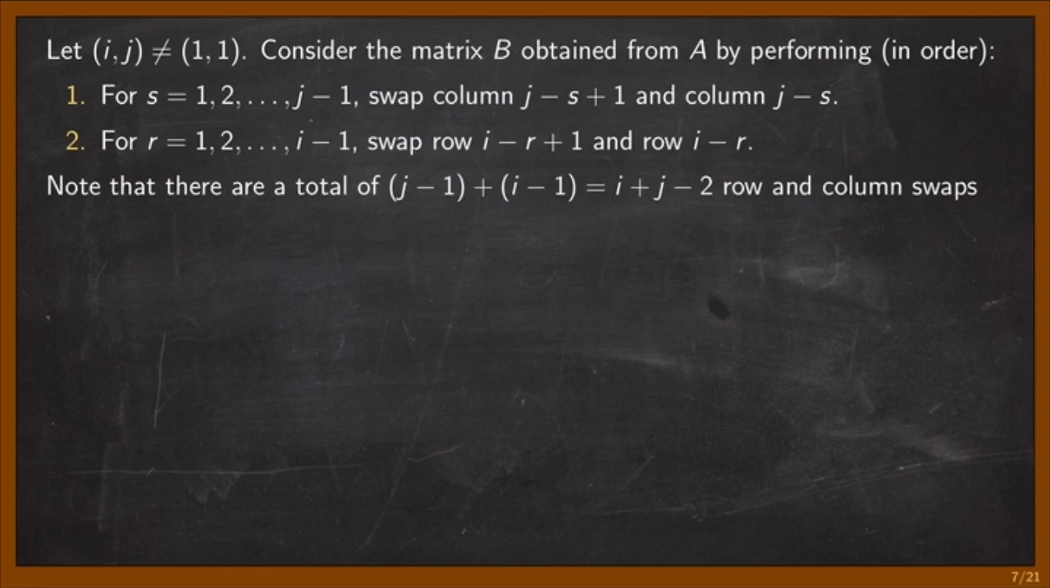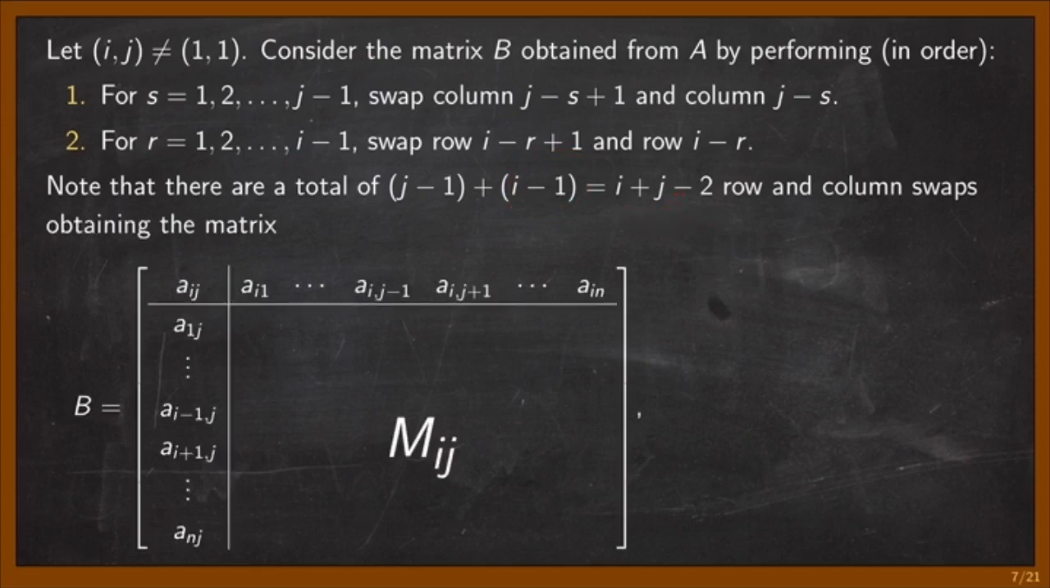Notice that we want to take note of the number of column and row swaps that we did, because the sign of the determinant changes whenever we swap a pair of rows or a pair of columns. Notice that there are j minus 1 column switches and i minus 1 row switches. Therefore, there are a total of i plus j minus 2 row and column swaps, making the matrix be as follows. So now, as you can see, the ij entry is located in the 1, 1 position.